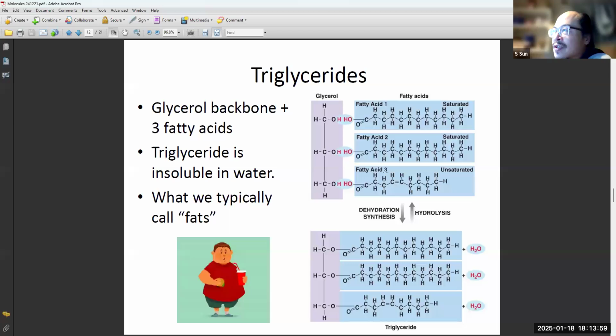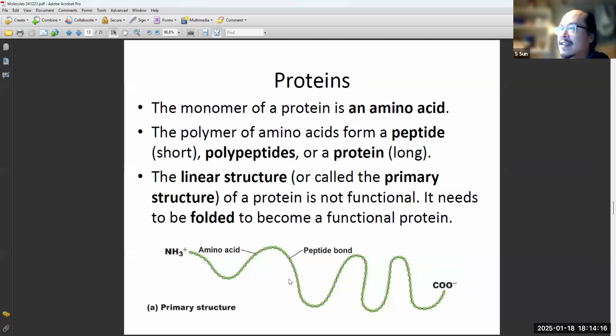This is how our body does it. So when you eat it, you break it apart. In your body also, you put them together and then store them in your fat tissue or adipocytes, adipose tissue. So that's the fat. Let's take a break and then we will talk about the other two molecules.